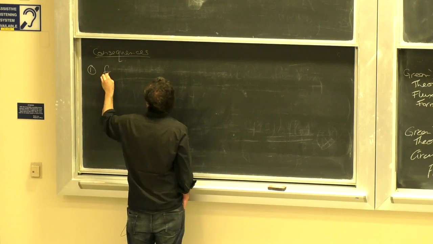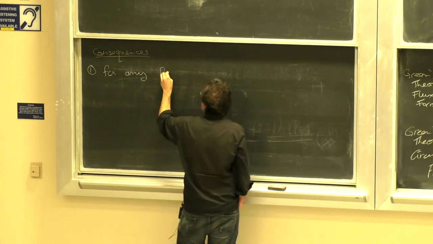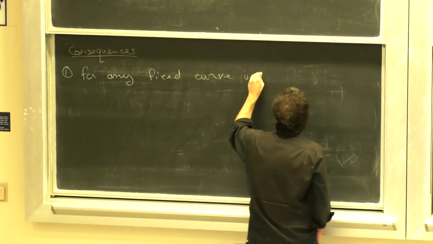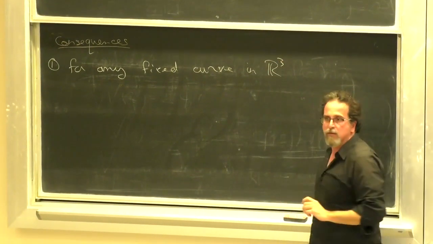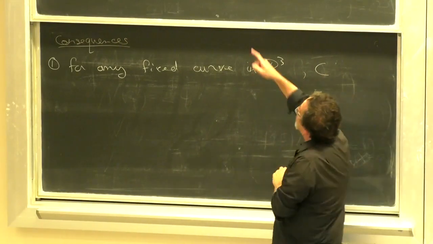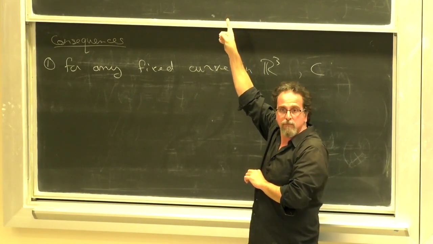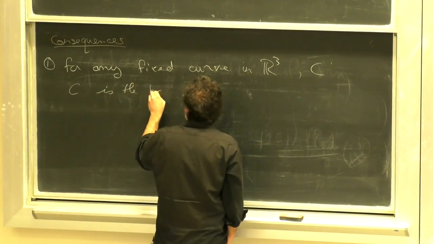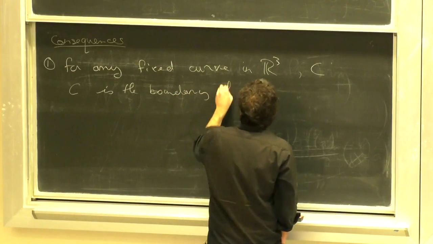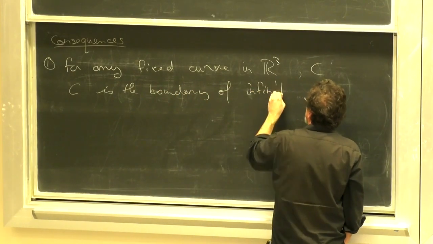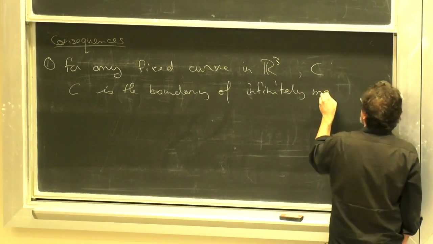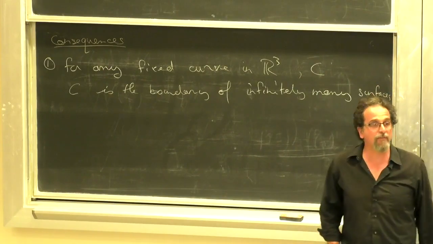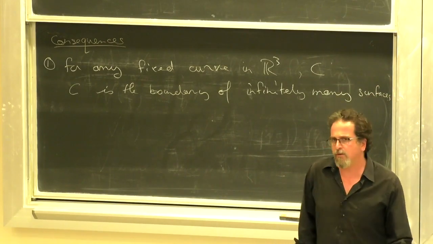One, for any fixed curve in R3, so let's imagine a fixed curve in R3, and let's call that C. Okay? There's a fixed curve in R3 right there. C is the boundary of infinitely many surfaces. How do you think about this?